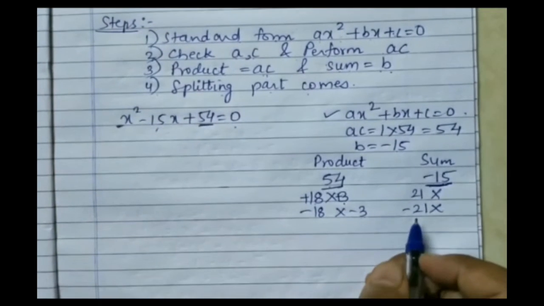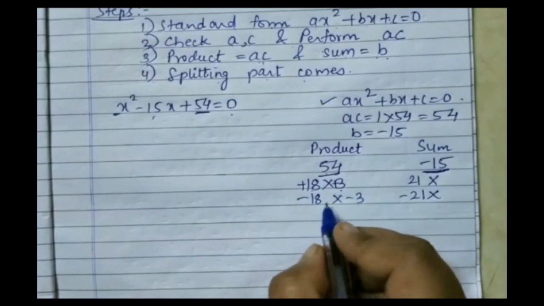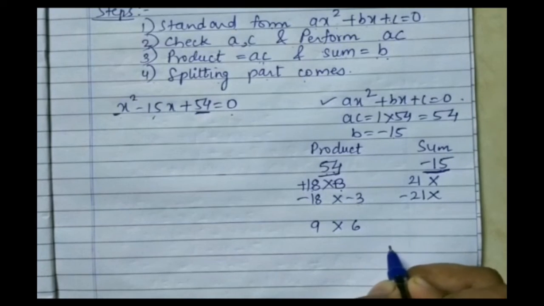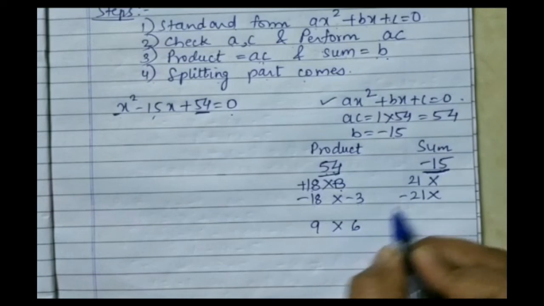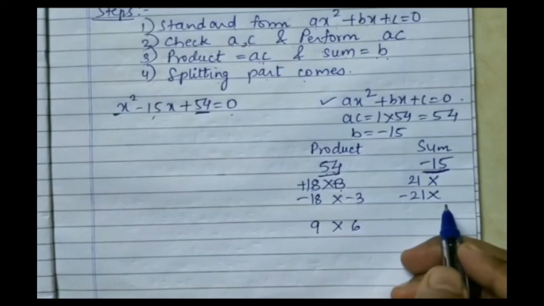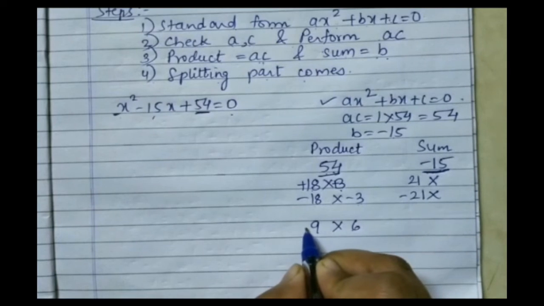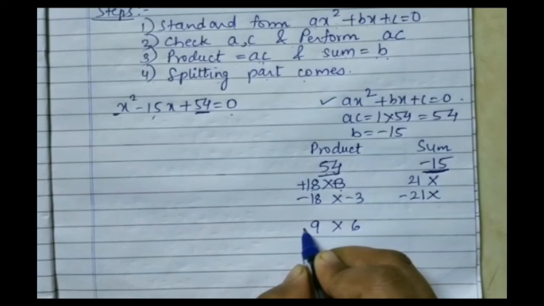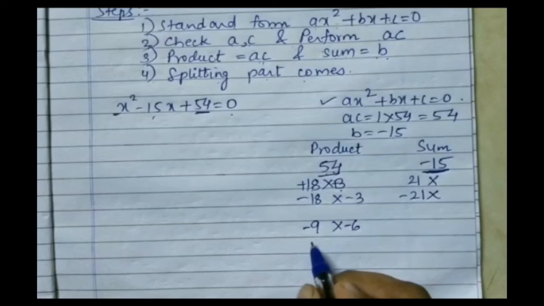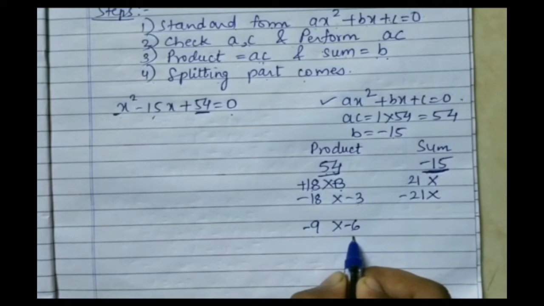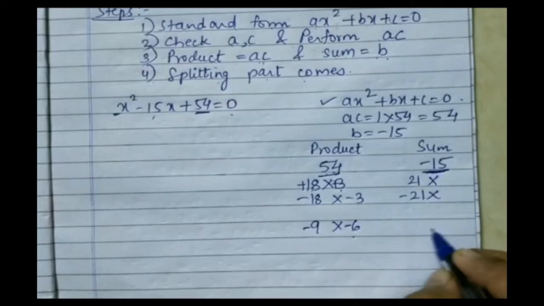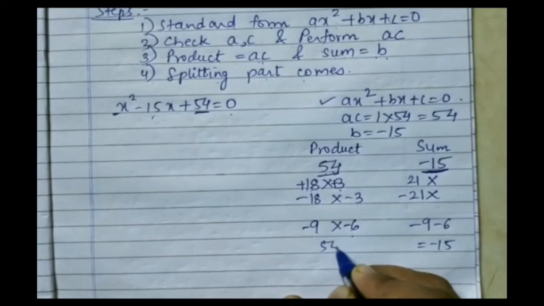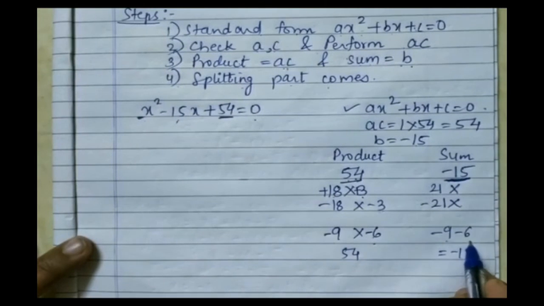Let's think of some other integers now. Say 9 and 6 give me 54. So 9 into 6 is going to give me 54. Will 9 and 6 give me 15 in any way? Yes, it can. So how is it going to give me minus 15? When I put minus 9 and minus 6. So when I multiply minus 9 and minus 6, I get 54, and when I add minus 9 and minus 6, I get minus 15. So that is what I require. Actually, I have got my integers.